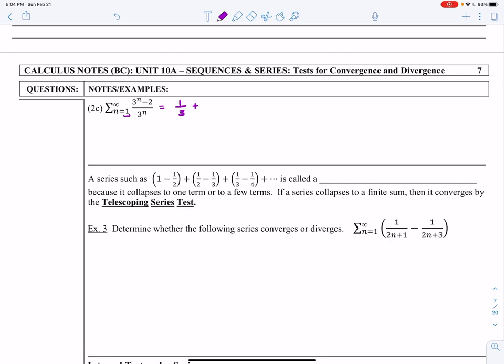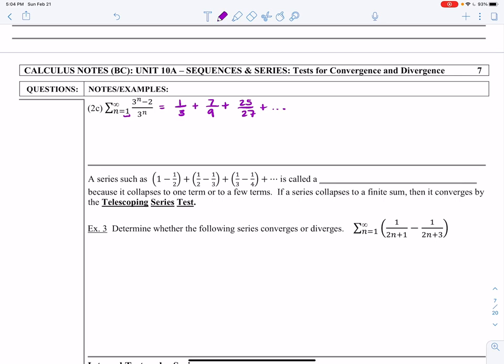3 to the second power is going to be 9. 9 minus 2 is going to be 7 over 9. 3 to the third power is 27. 27 minus 2 is 25 over 27. And we're going to keep going forever and forever and forever.